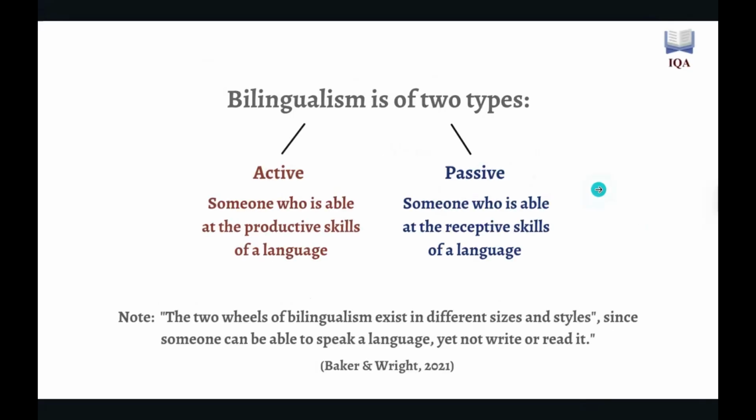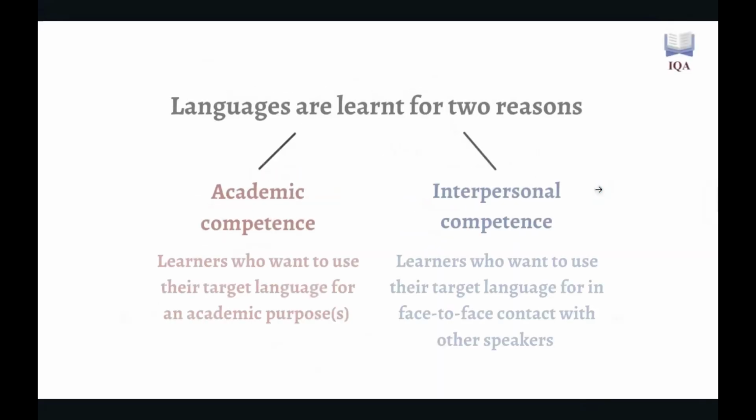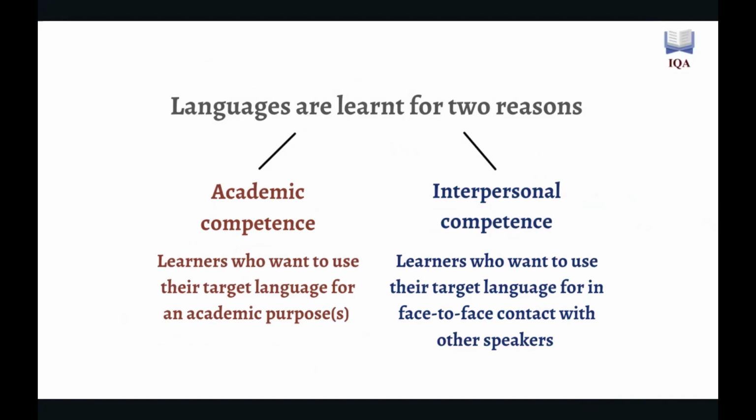So this is important to understand because when we're learning a language, we have to understand that there are really two goals. There are two possible reasons for someone to learn a language: someone who's trying to learn a language for an academic competence or academic purpose, and then someone who's trying to learn a language for an interpersonal purpose.